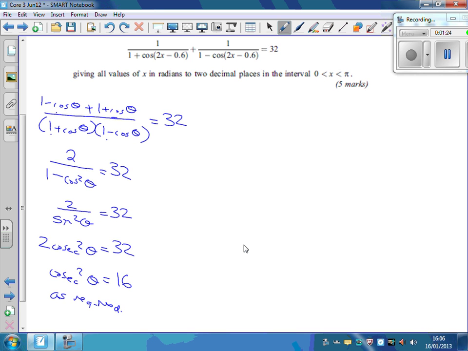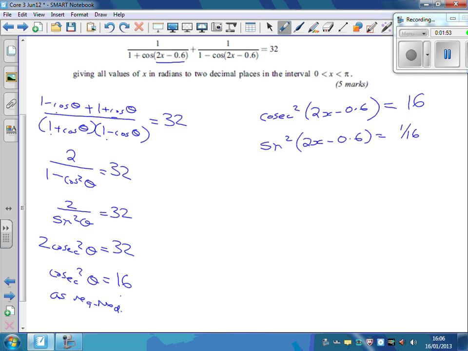And the second part then, we've now spotted that rather than having a theta here, it's been replaced with this. And so really what we're going to be solving is that cosec squared of (2x minus 0.6) has to equal, as we've got here, 16. Cosec squared is 1 over sine squared. So if we do 1 over for this side, we need to do 1 over for that side as well.